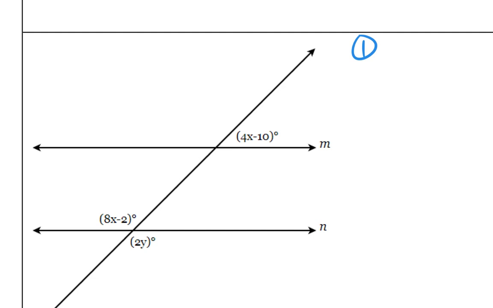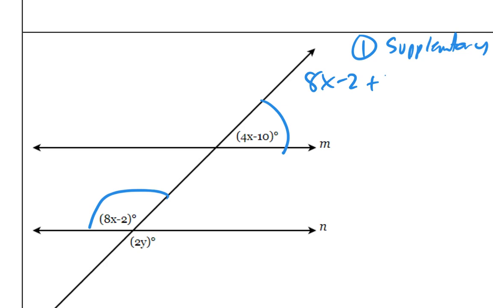So what do we recognize? This one is less than 90. That's small. That's an acute angle. This one is greater than 90. So if this is greater than 90, that's less than 90, I know they have to be supplementary. They have to add to 180 because there's no way they could be equal to each other. So I'm going to say 8x minus 2 plus 4x minus 10 equals 180, because we said all these angles are that.